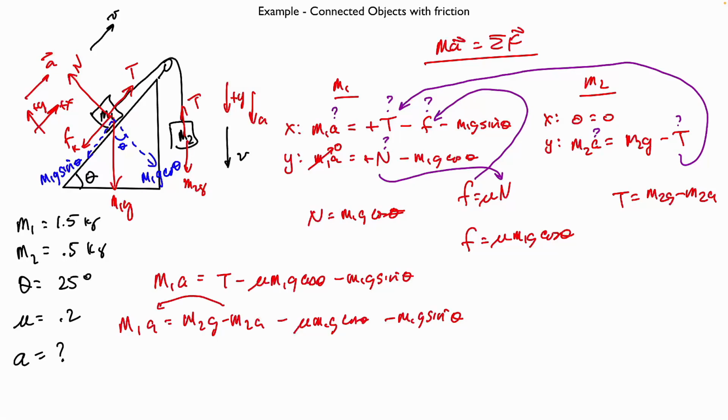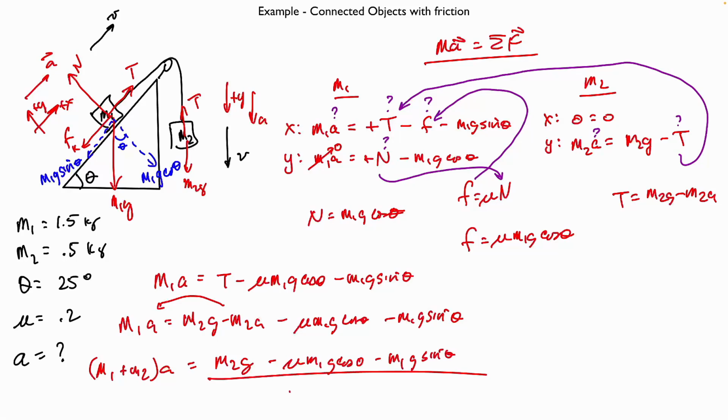This m2a is going to go over here. m1 plus m2, factored out the a. I'm left with all the other numbers that I had before. That's an m1g minus m1g sine theta. Divide both sides by m1 plus m2, and there's my a.